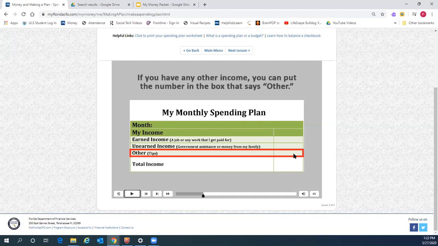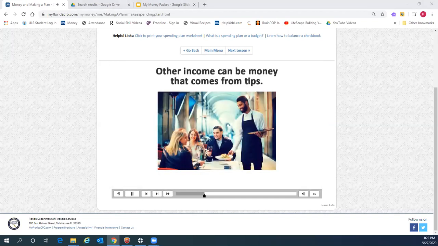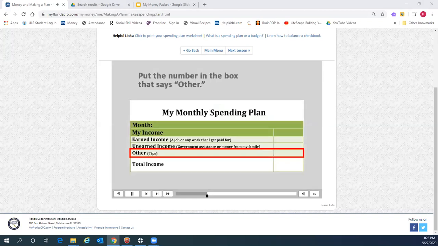And then other income would be maybe from small jobs you do, like mowing lawns or babysitting, selling crafts you make. Things like that. Any other income, you can put the number in the box that says Other. Other income can be money that comes from tips. A tip is money that you are given if you are doing well at your job. People that work in restaurants usually get tips. Put the number in the box that says Other.